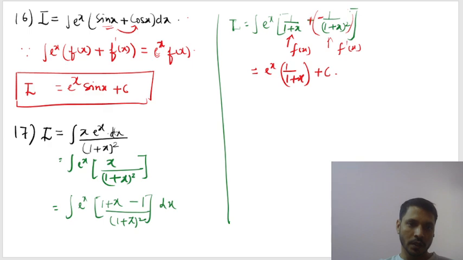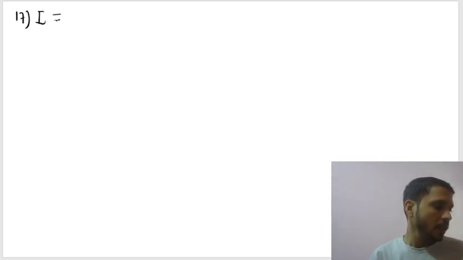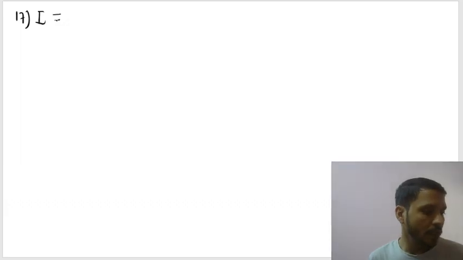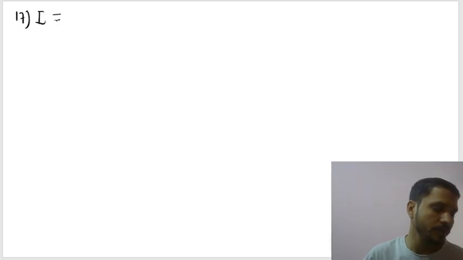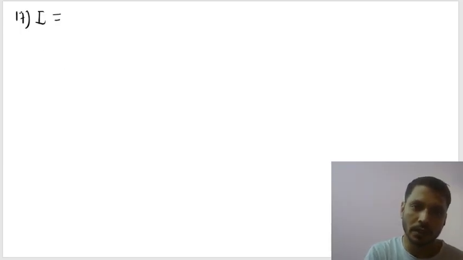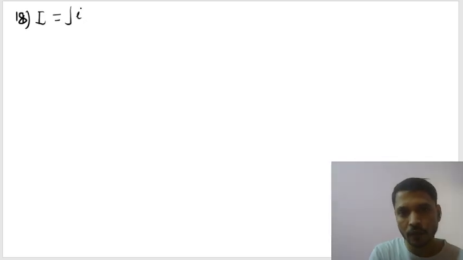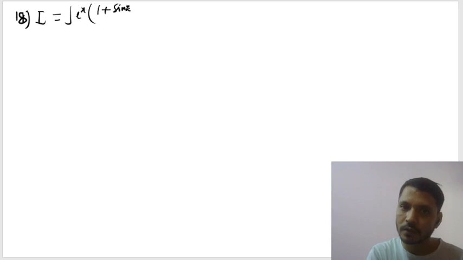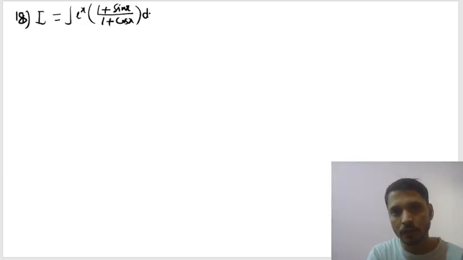Now we'll move to the next question. Actually, I think 17 is already done, so we have to do question number 18. We did 17. In question number 18 we have given I equal to the integration of e to the power x times (1 plus sin x) divided by (1 plus cos x), dx.